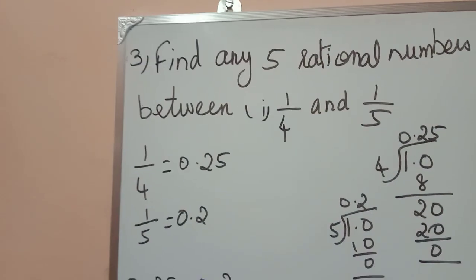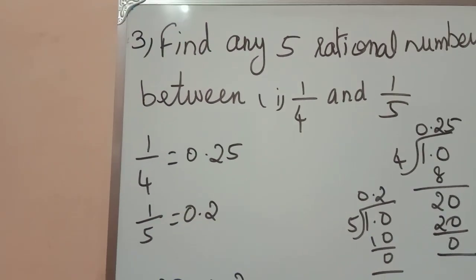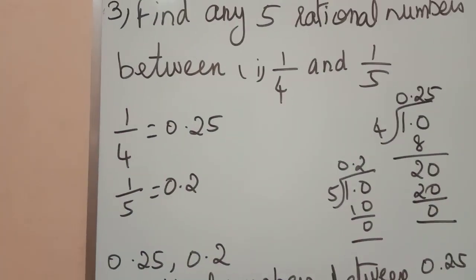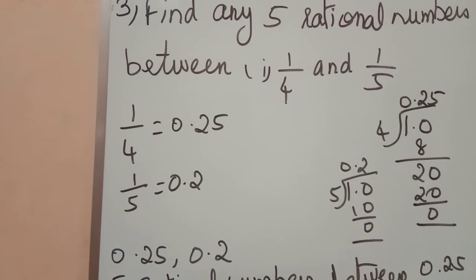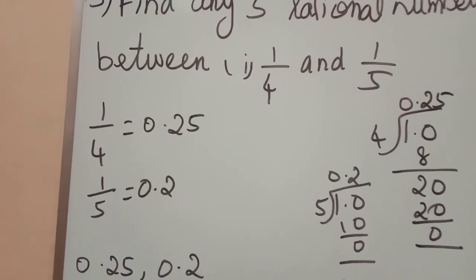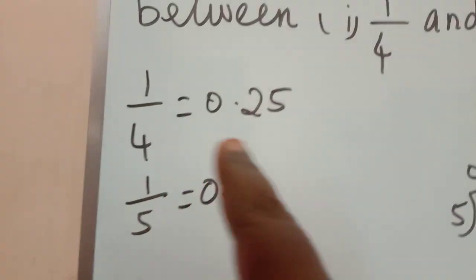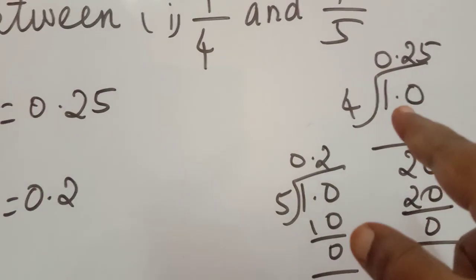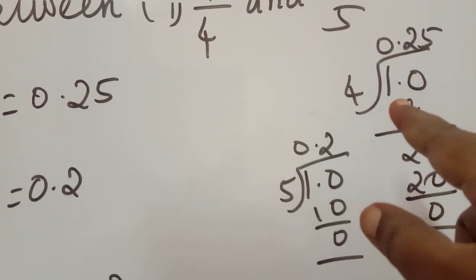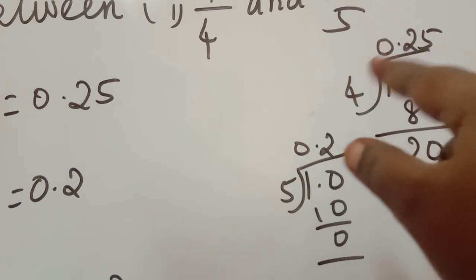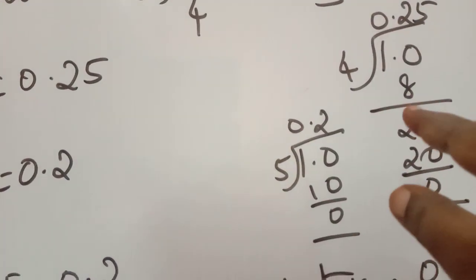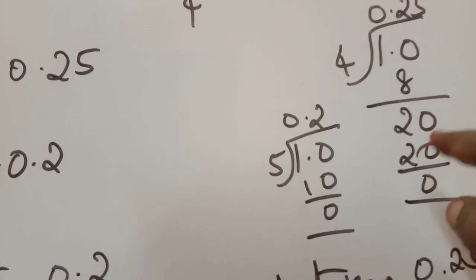Question number 3. Find any 5 rational numbers between 1 by 4 and 1 by 5. So we have to find 5 rational numbers. Okay. So first write 1 by 4 as a decimal. 1 by 4. 1 means 1.0. 1 divided by 4. So 0. Then 2 fours are 8. Remainder 2. Bring one more 0.